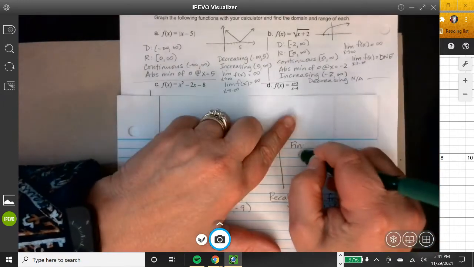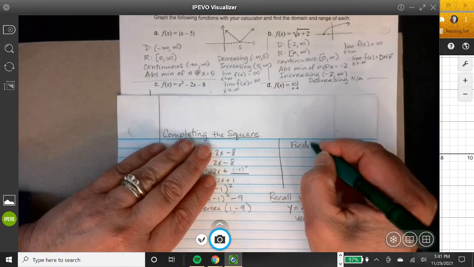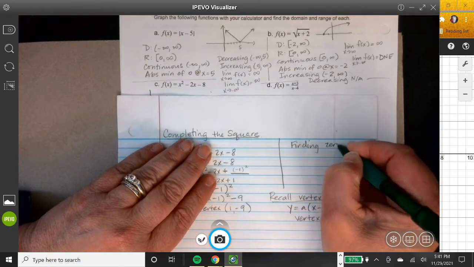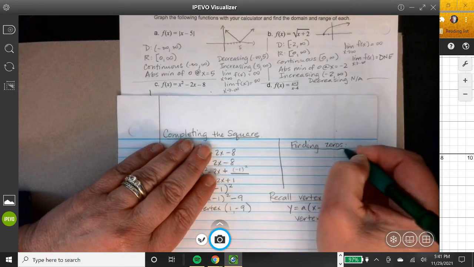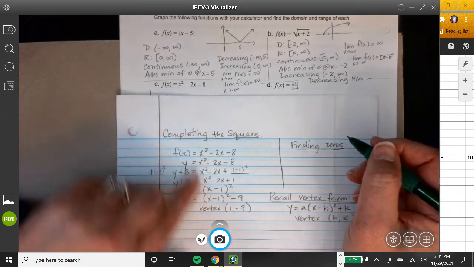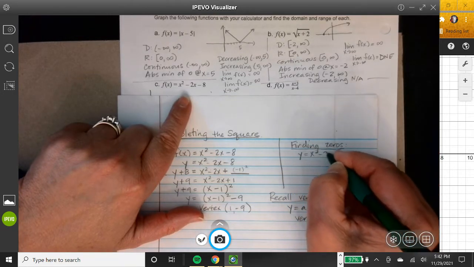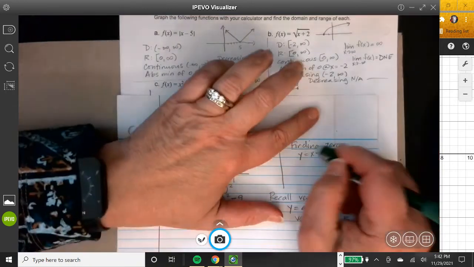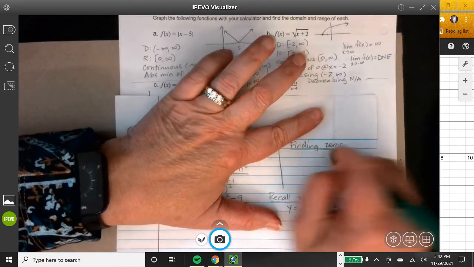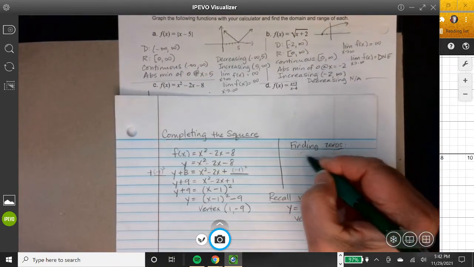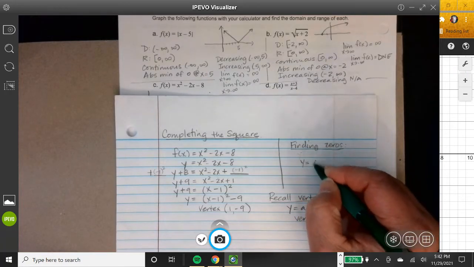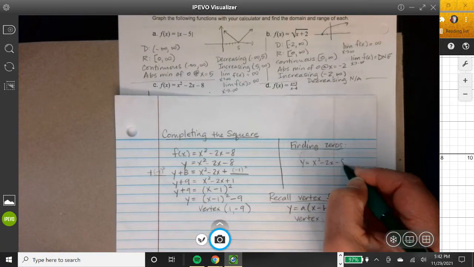Oops, can't spell. Finding zeros of quadratics. Well, how do we do that? Well, there's two ways. Well, three ways, actually. We complete the square, but I'm going to say y equals x squared minus 2x minus 8. Let's drop it a line so my g doesn't get hung up there. Y equals x squared minus 2x minus 8.